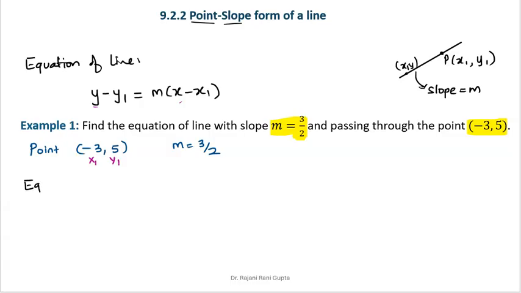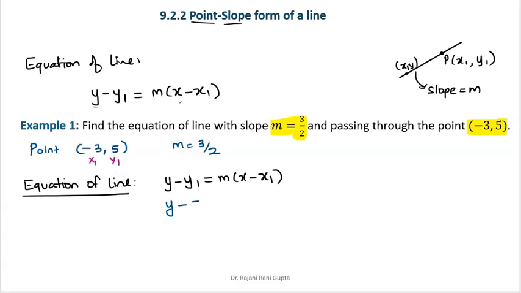So what will you write? The equation of line. It is important to know the formula. If you don't remember the formula, you cannot work on it, and you have to use the correct formula. So the formula says y minus y1 equals m times (x minus x1). Substituting the values, y1 is 5, m is 3 over 2, and x1 is minus 3, so it is minus of minus 3.